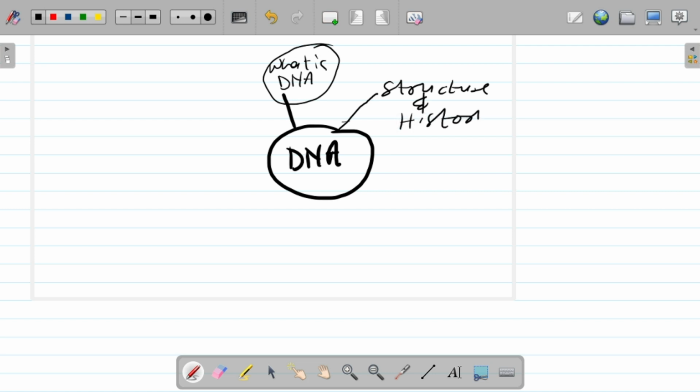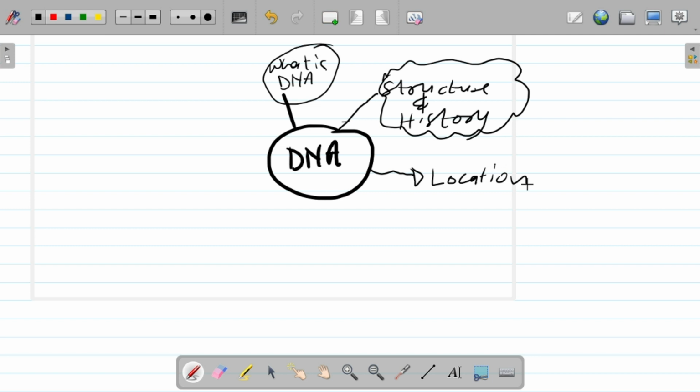We cannot look at the structure without actually going into the history to see who actually came up with, or discovered, not came up with it per se, but discovered the structure of DNA. That's when we'll be talking about Rosalind Franklin, Maurice Wilkins, Watson and Crick. Then location, GPS. Where do we find DNA? Where do we find it in the cell?